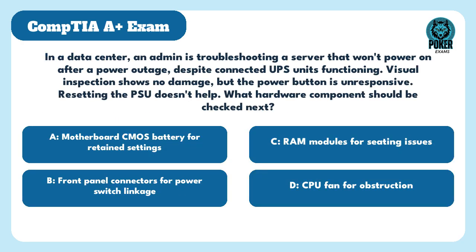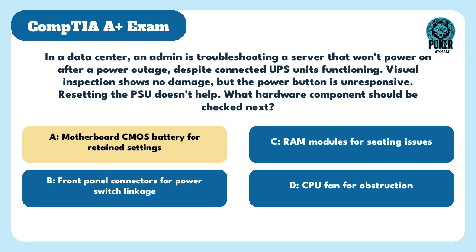Question 5. In a data center, an admin is troubleshooting a server that won't power on after a power outage, despite connected UPS units functioning. Visual inspection shows no damage, but the power button is unresponsive. Resetting the PSU doesn't help. What hardware component should be checked next?